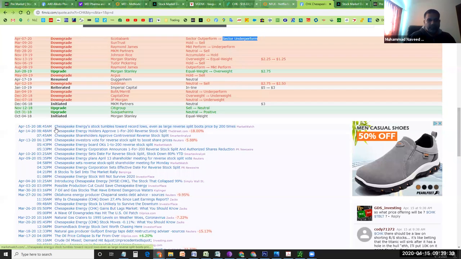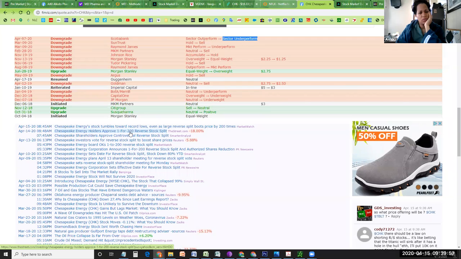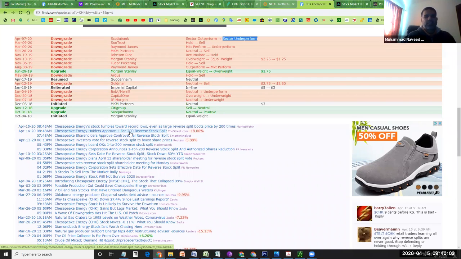And here it says, yesterday Chesapeake Energy holders approved a 1-for-200 reverse stock split. Oh, you see this? So this is what had happened, that this penny stock ended up being $18. So they combined 200 shares into one share. If you owned 200 stocks yesterday of Chesapeake Energy, today they are only equal to one stock. Why would they do that?